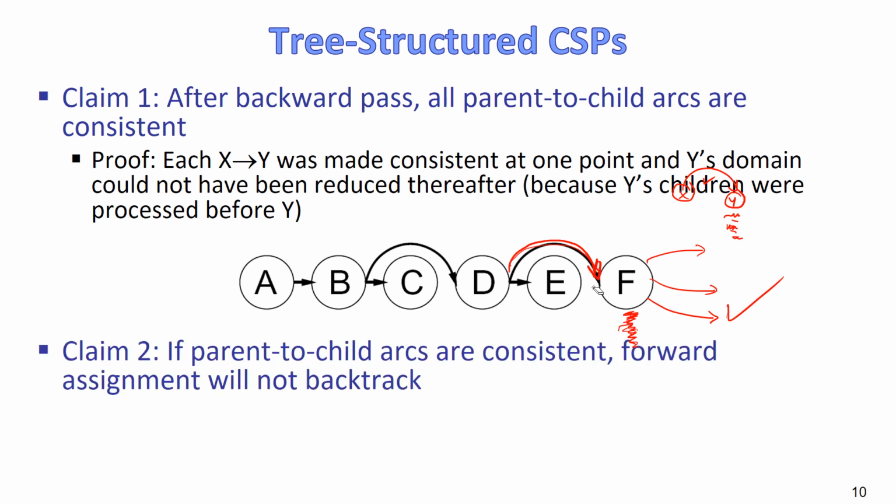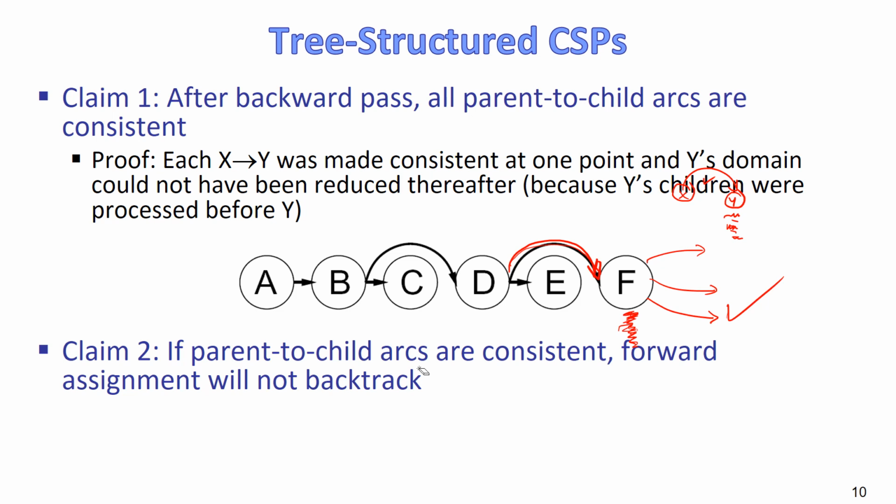The second claim: if parent to child arcs are consistent, then forward assignment will not backtrack. Now, remember, when do we backtrack? We backtrack if we find that in one variable, we don't have any value in the domain that will be consistent with the previous assignments. But we just made sure that every node, the arc coming to it, which is unique because it's a tree, is consistent. So any value that I assign in the parent has a consistent value in the child. And this is for all arcs.